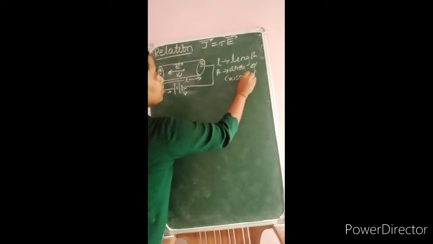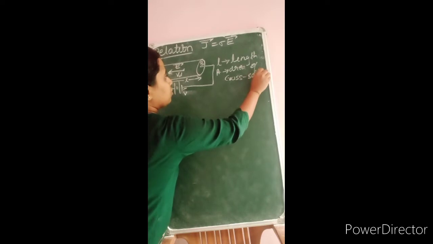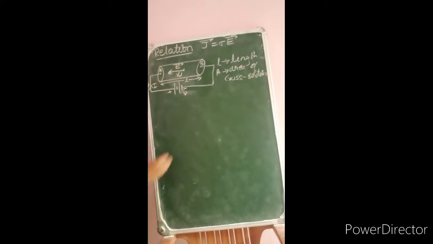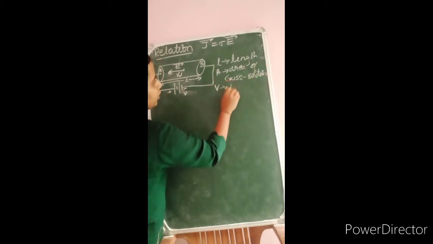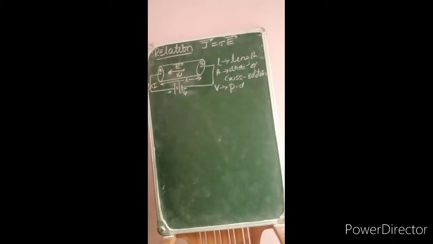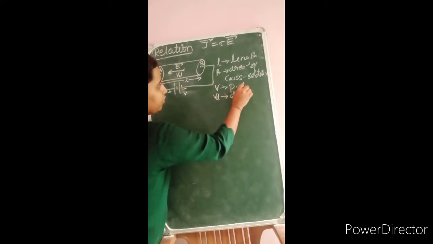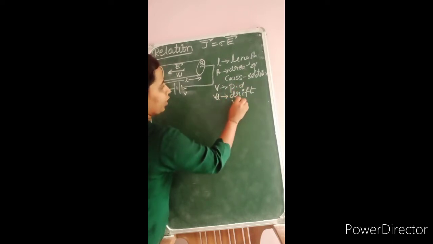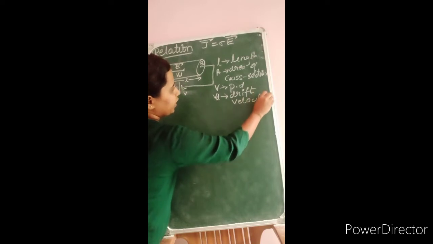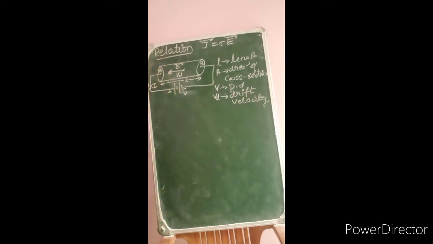A is the area of cross section, and V is the potential difference between the two ends of the conductor, and Vd is the drift velocity of free electrons.